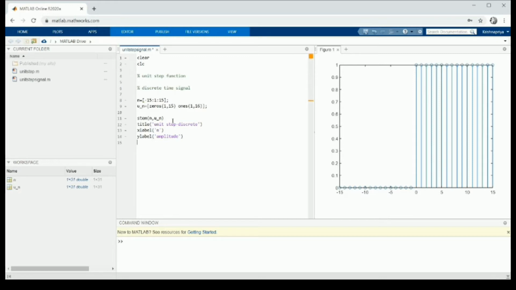Next, to limit the range of x-axis and y-axis to see the graph clearly and accurately, I'm giving the command axis. First we have to give from where to where we need the x-axis in the graph. That is, I'm giving from minus 20 to 20. Next, I have to give from where to where I need the value of y-axis in the graph. So I'm giving from minus 0.2 to 1.2. Now we can run the file.